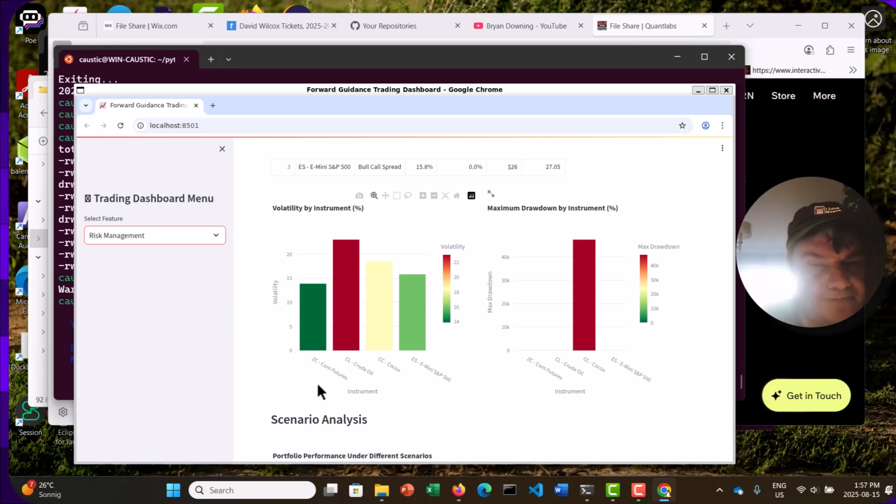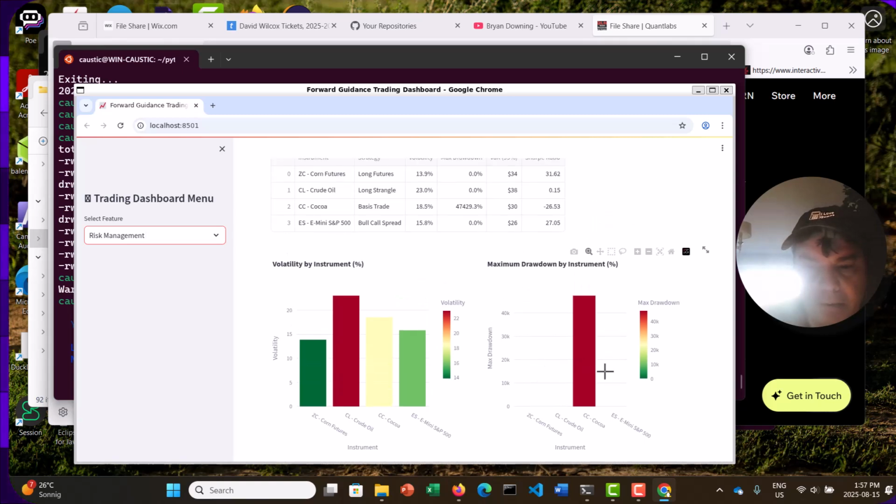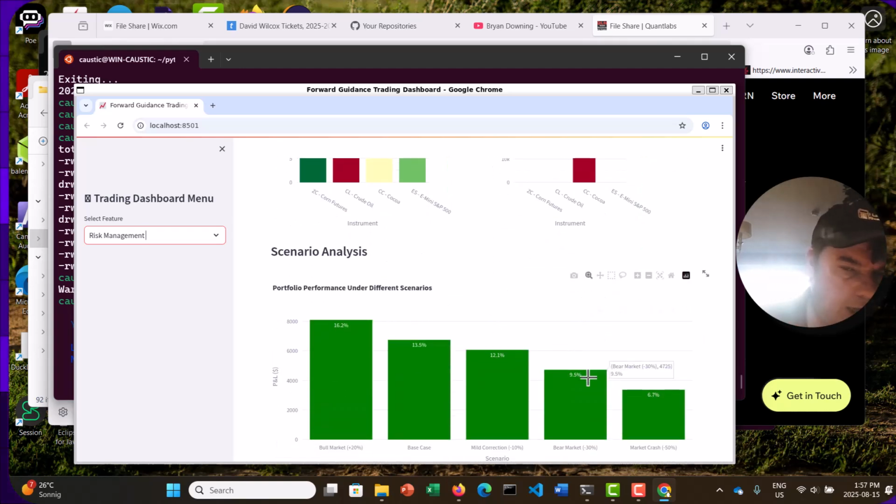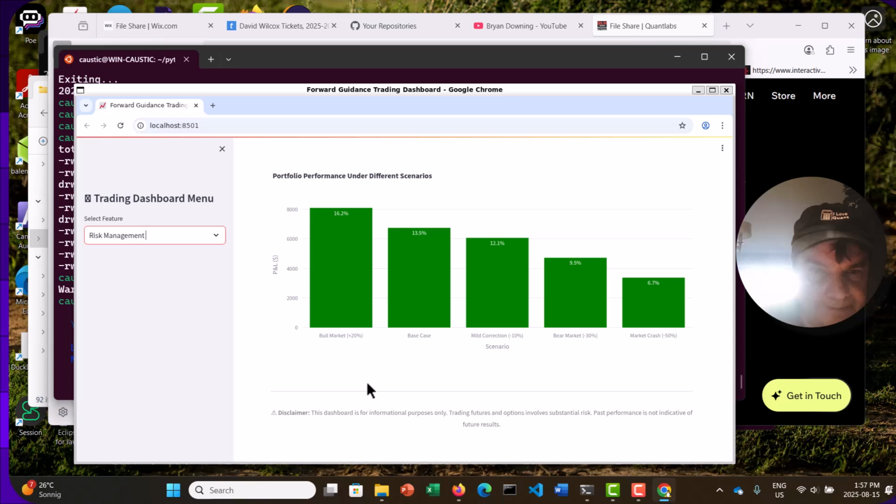Oil's the highest. Corn is fairly low. Maximum drawdown is cocoa, so you don't want that in your portfolio at all. Too high risk. Now, again, these are the different types of strategies that you could use. I've already gone through the amount of contracts needed for the strategies that are suggested, but you can see the overall current P&L forecasted for bull market, for base case, for mild correction.